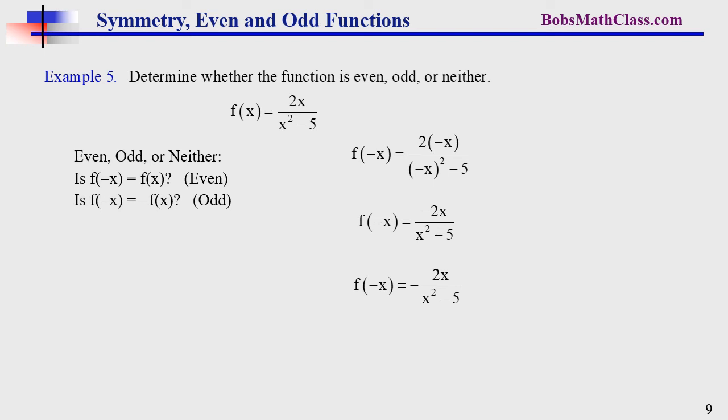Is that the same as the original? Yeah, almost, except for that negative. But we could replace the 2x over x squared minus 5 with f of x. So we have f of negative x equals negative f of x. Therefore, it's odd. So this graph is symmetric with respect to the origin. When we're graphing it, then we'll take that into consideration.